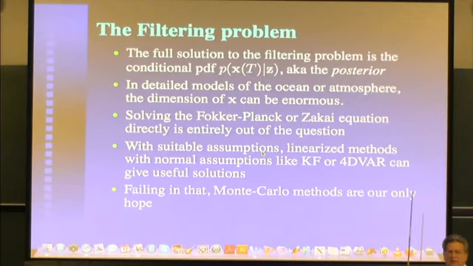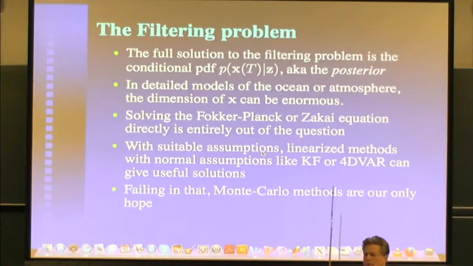Now, the probabilists have actually solved this problem. You can write down the Fokker-Planck equation and then calculate this thing directly by Bayes formula. Or if you're actually getting data continuously, you can write down this thing they call the Zakai equation. But direct solution of the Fokker-Planck equation or the Zakai equation is entirely out of the question with this many variables.